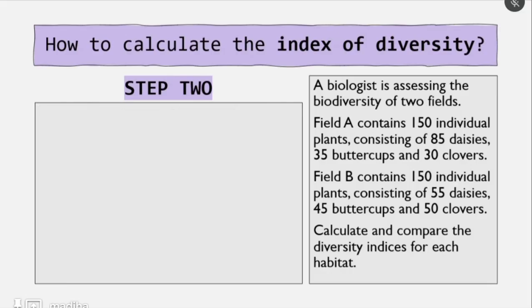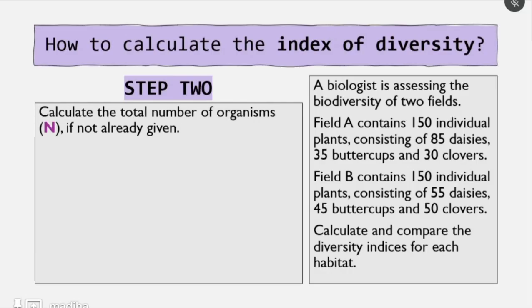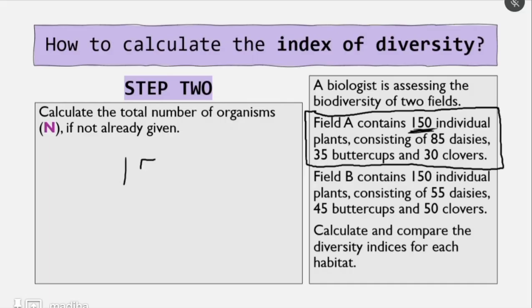Next, we are going to calculate the total number of organisms if not already given. So for now, we're just going to work on calculating the index of field A, okay? Because we need to do both so we can compare them. So I'm just going to focus on this one first instead of doing both at the same time, because it might get a bit confusing. So let's do field A. Calculate the total number of organisms n if not already given. So it is given to us. It's telling us right here, 50 individual plants. Oh no, 150, sorry. So we can just clearly write down 150. Okay, so that is that done.